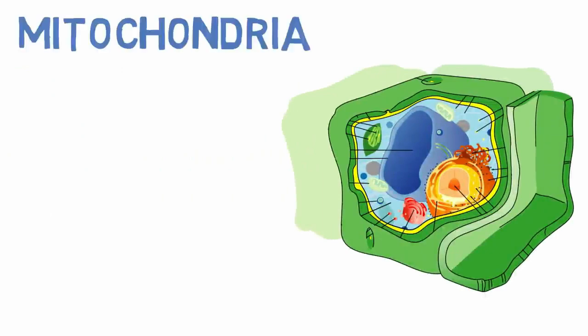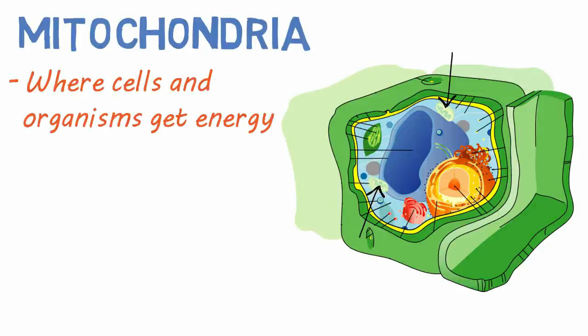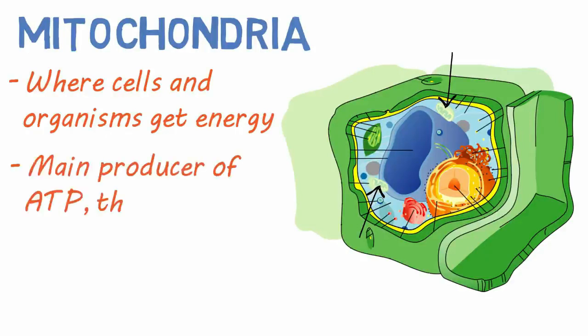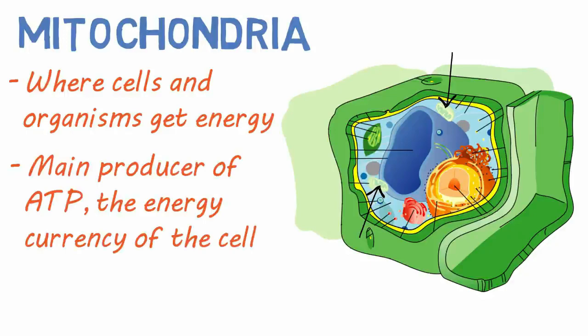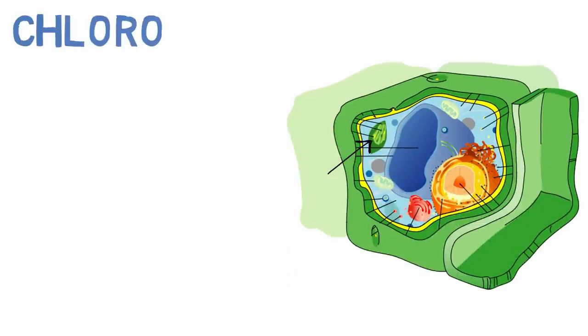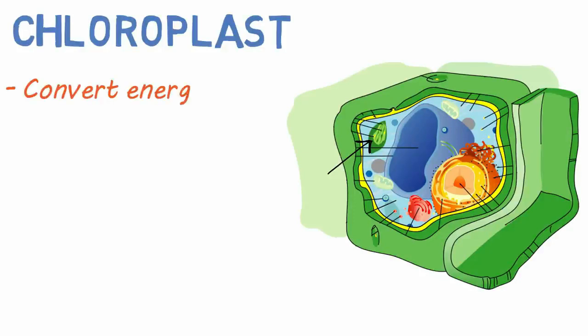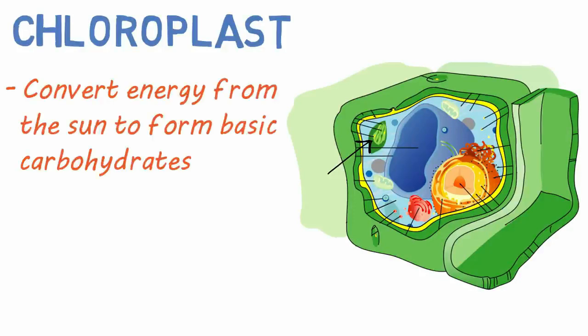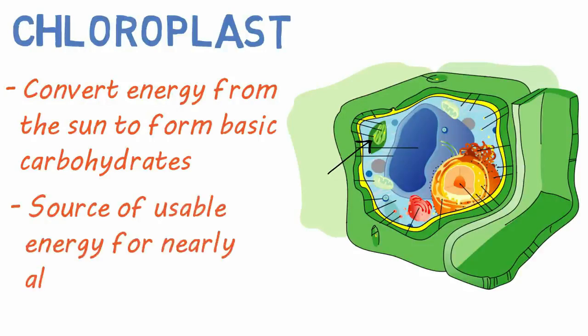The mitochondria is the powerhouse of the cell. This is where cells and organisms get the energy to function. The mitochondria is the main producer of ATP, the energy currency of the cell. Similar to the mitochondria is the chloroplast. I say similar, but chloroplasts really work in an opposite manner. They convert energy from sunlight and use it to form basic carbohydrate compounds. This is really the source of usable energy for nearly all living organisms.